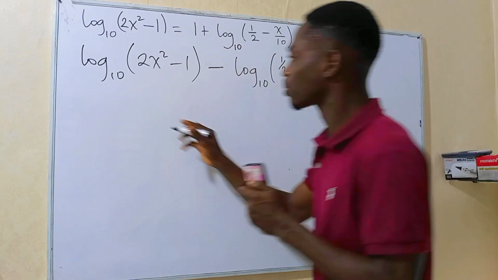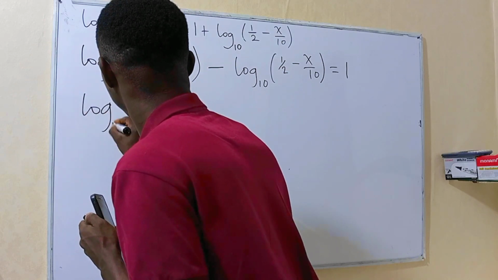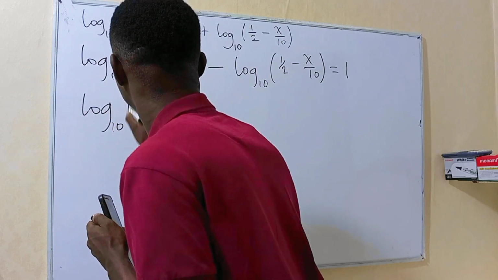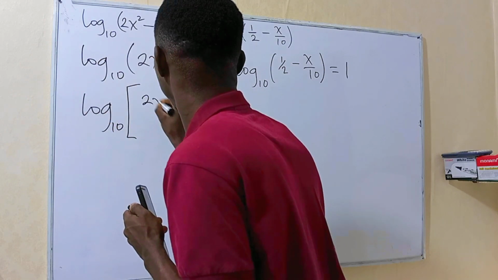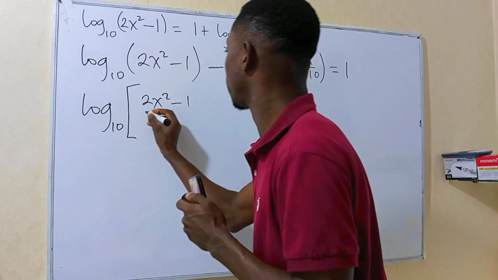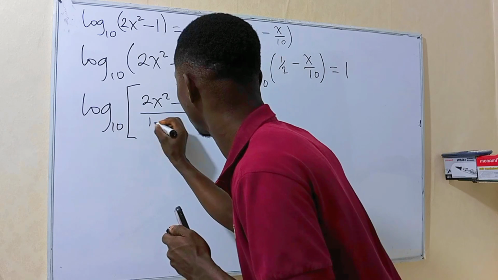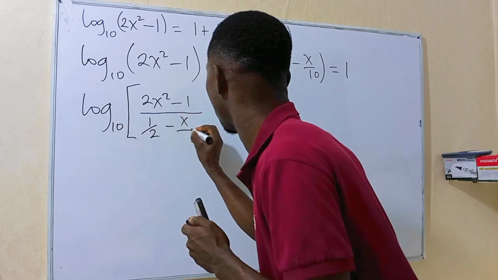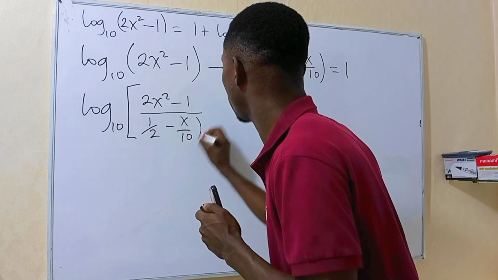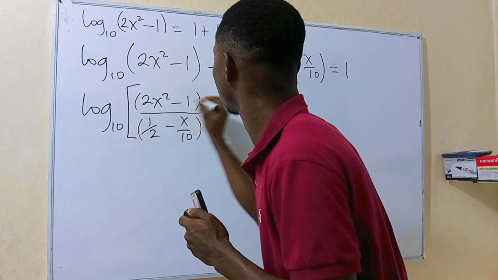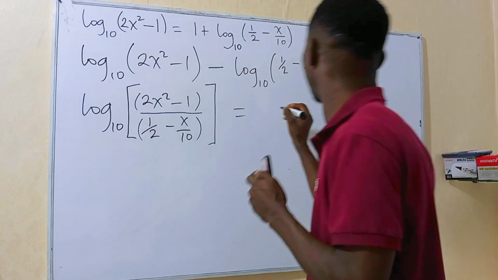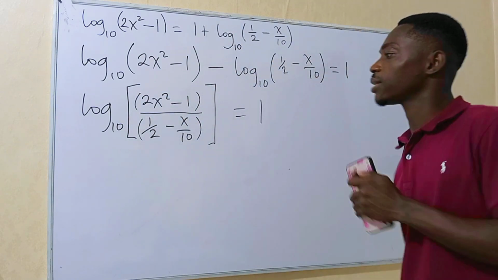So check this. This is going to be log base 10. I'll put a square bracket just like this. Then we have 2x squared minus 1 divided by everything here. So this is going to be 1 half minus x over 10. Let me put this in parentheses, then close my square bracket, and this is equal to 1.